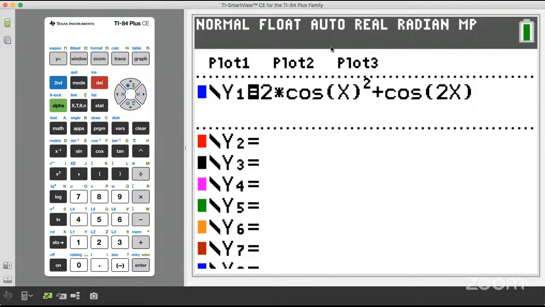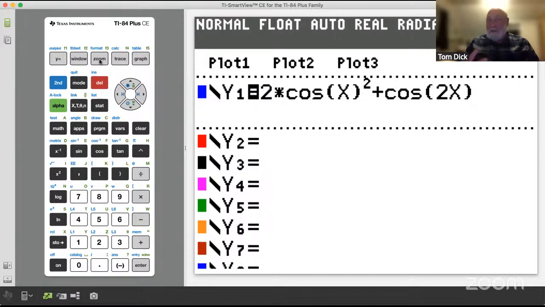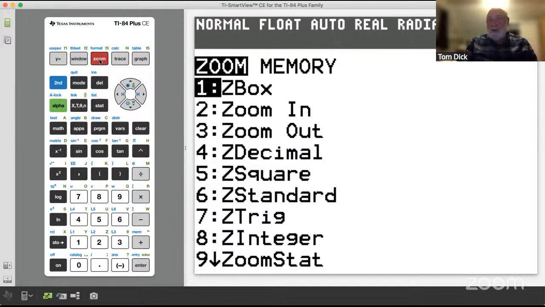That's correct. For graphing with trig functions, a window that you might consider using, and I'm going to use it here, is in the zoom menu, and you see number 7 down there? It's zoom trig. Let's go ahead and select that, and see what happens with that. So I'll hit enter for zoom trig.